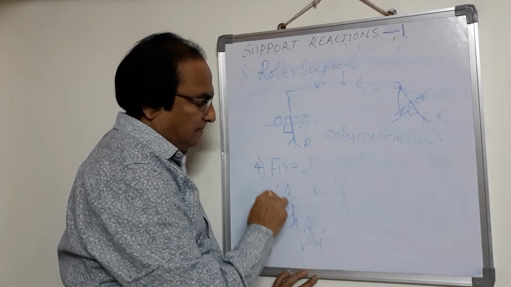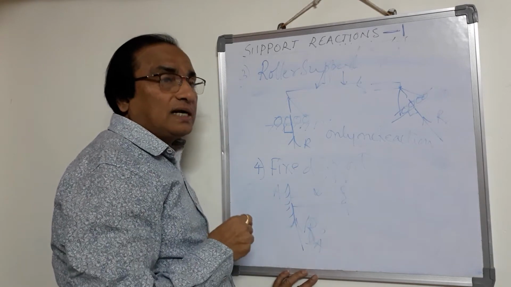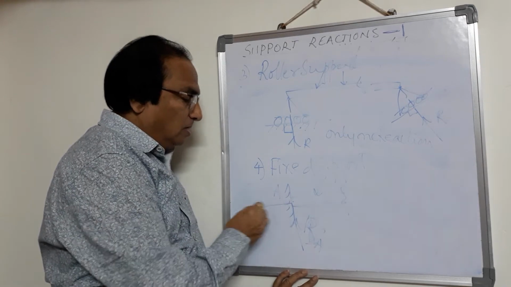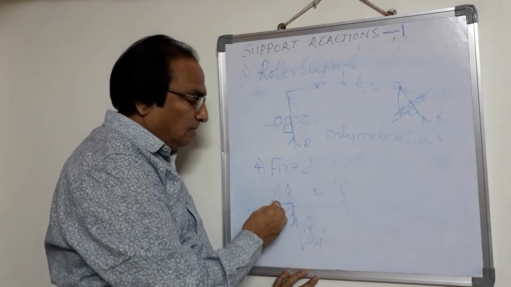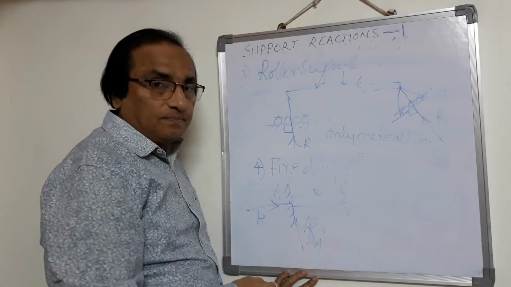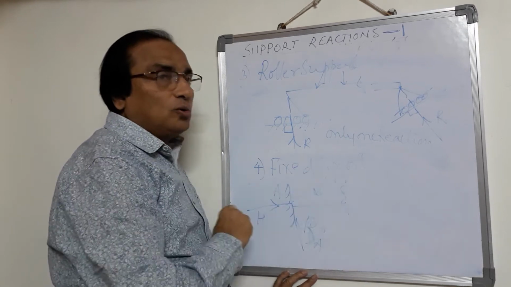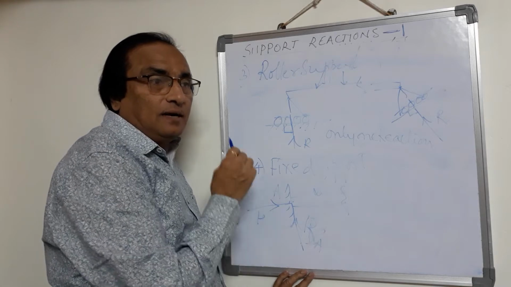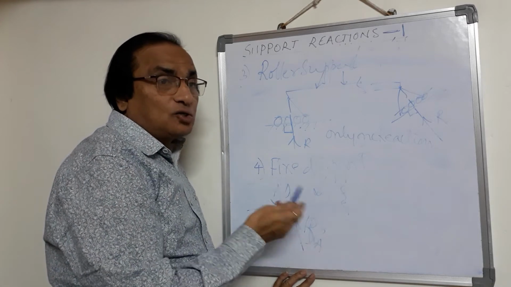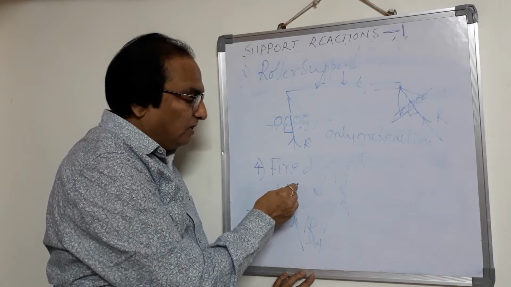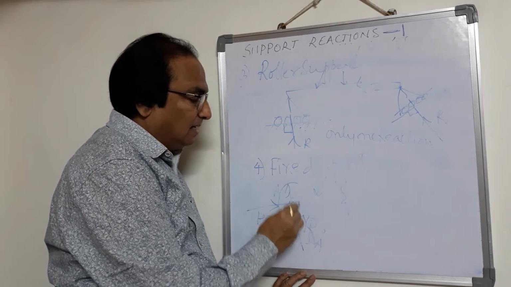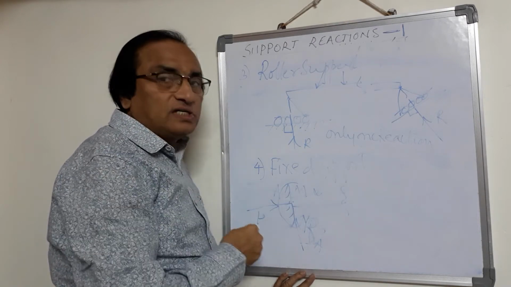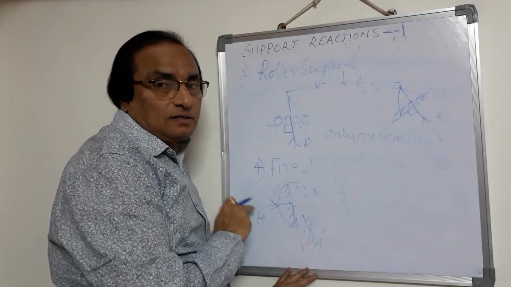If this is A, and there are only horizontal loads, there will be only horizontal reaction. If there is inclined load, there will be both vertical reaction and horizontal reaction. But in case of fixed end, it is not free to move. So there will be an additional moment acting, what you call the fixed end moment, acting at the support.